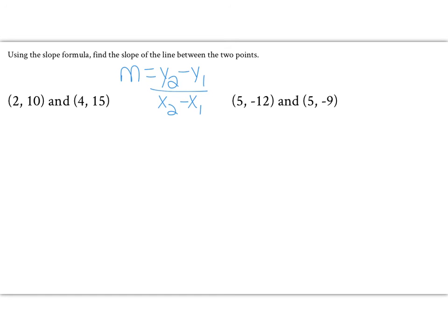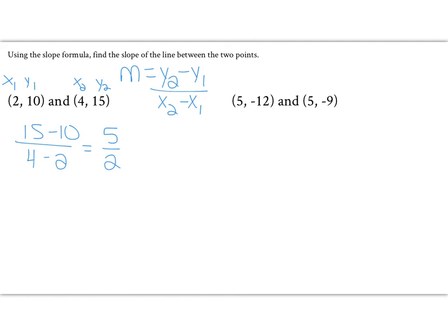Here are two for you to try. Find the slope between the points (2, 10) and (4, 15). The slope between the points (2, 10) and (4, 15) is 5 halves. 15 minus 10 is 5, 4 minus 2 is 2. That is simplified. Leave it improper.